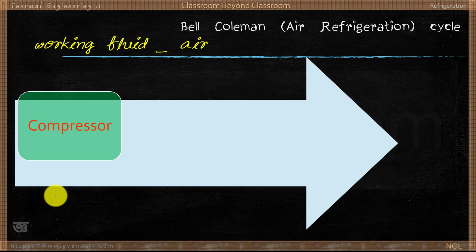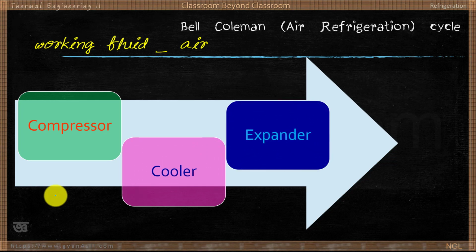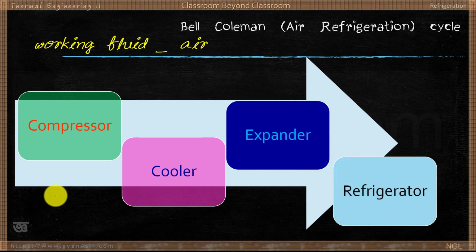And in the last class also we mentioned that a Bell-Coleman or air refrigeration system consists of one compressor, one cooler, one expander, and the main unit is the refrigerator. We will discuss all the components and also the cycle involved in the Bell-Coleman cycle.